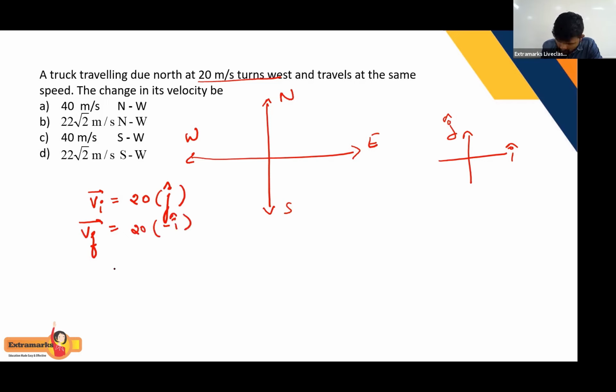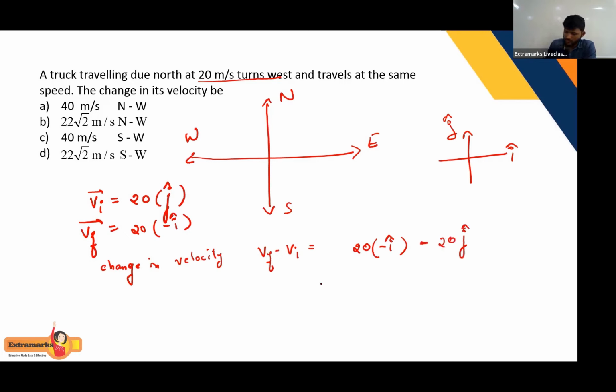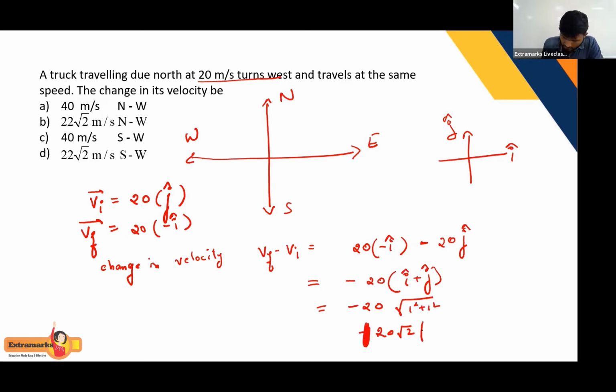They are asking the change in velocity. So change in velocity is final velocity minus initial velocity, right? So what is final velocity? It is 20 minus i cap, and initial velocity is 20 j cap. So you get minus 20 i plus j. If they are asking magnitude, it will be under root a square plus b square. So my answer is magnitude is 20 root 2. So let's correct this option. This is 20 root 2.